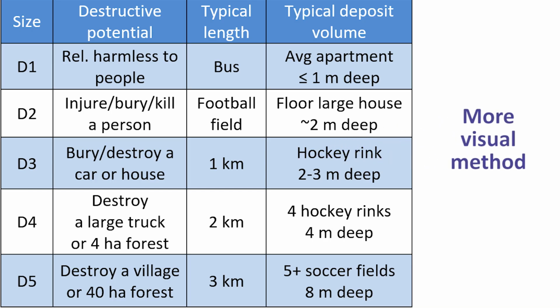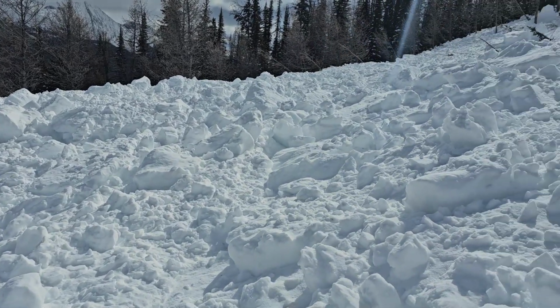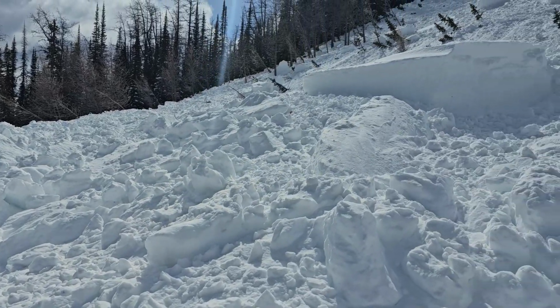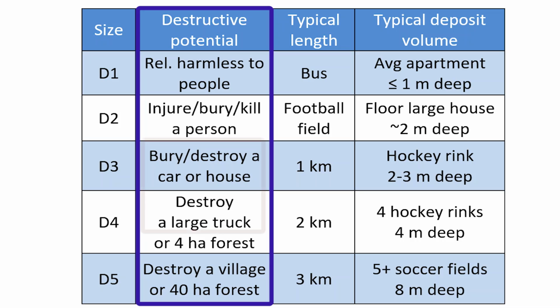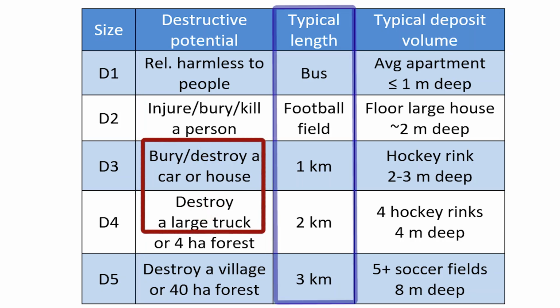Let's consider the destructive potential. The upper deposit could easily bury a car. I wasn't sure if the avalanche could have destroyed a large truck, so I'll show the uncertainty by the height of the red box. The run length to the toe of the lower deposit is many football fields long and close to 1 kilometer. So here's the box for run length.